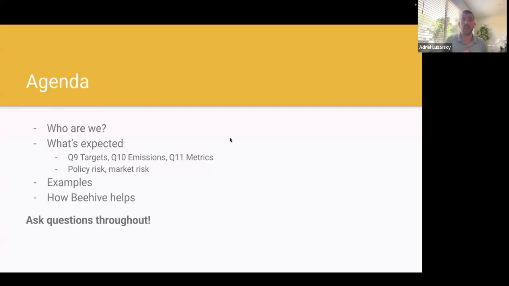Again, why are we talking about this? What these climate risk reports actually expect of you. We'll talk about the specific questions where they ask about carbon accounting, science-based targets, and those kinds of things to really understand the connection. But then go a little bit further and talk about how policy risk and market risk, these other components of climate-related financial risk, relate. I'll share a couple of examples of how companies are reporting this today, and then we'll talk about how Beehive works.